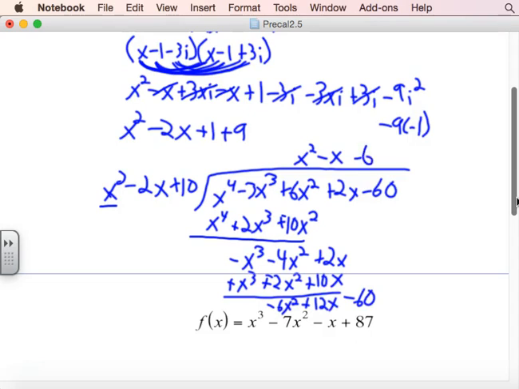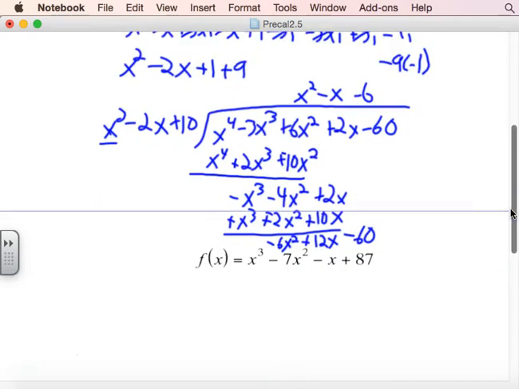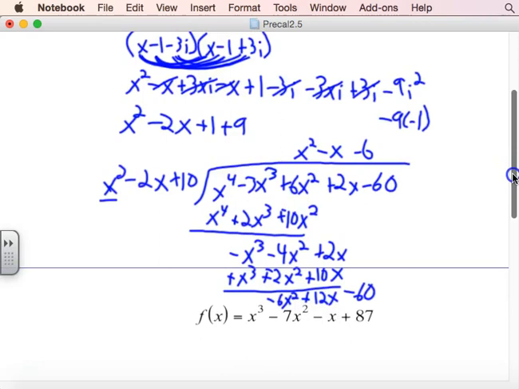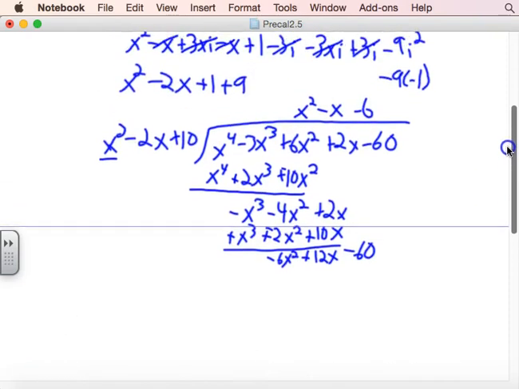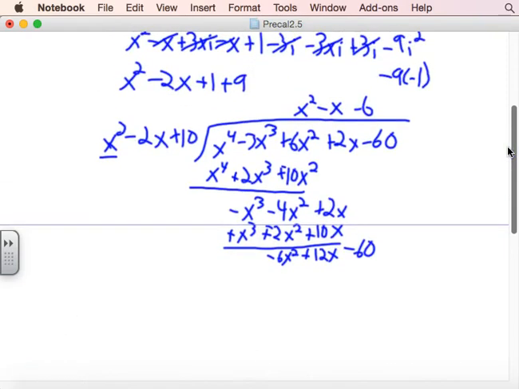What multiplies x squared to get minus 6x squared? Minus 6. All right, now I'm running out of room here. Let me move this down to the next problem. Sorry about that. All right, so multiply everything by minus 6: minus 6x squared, plus 12x, and minus 60.